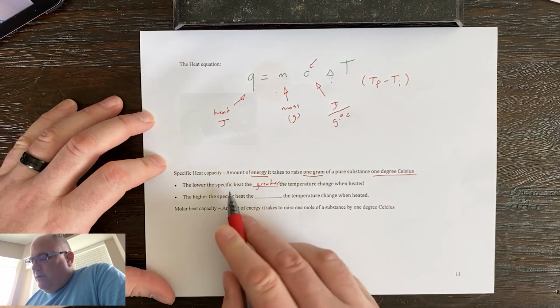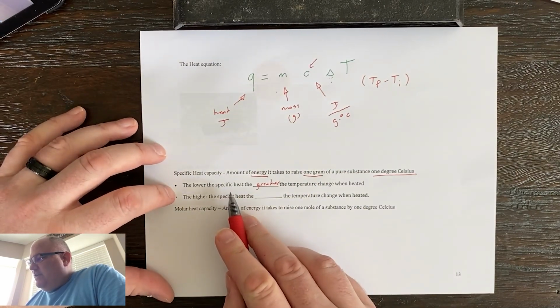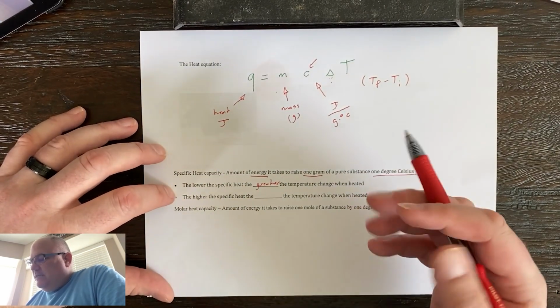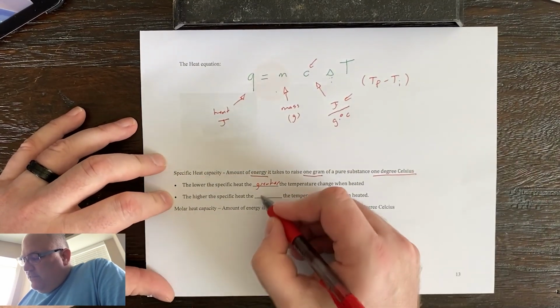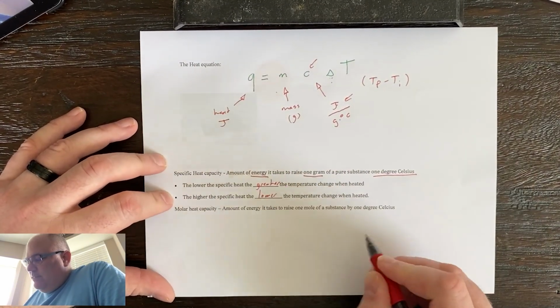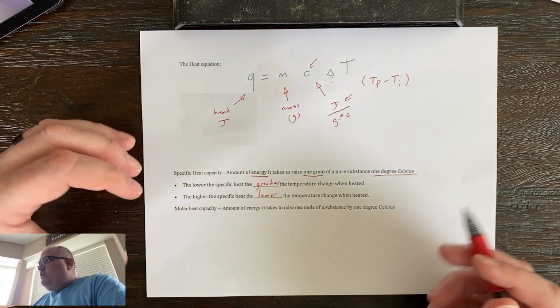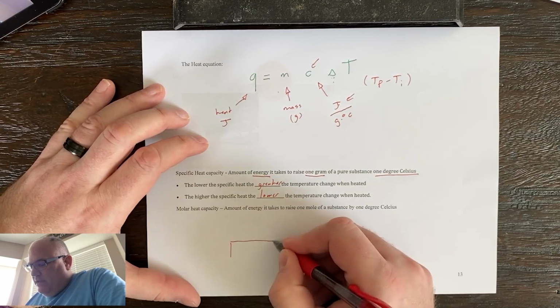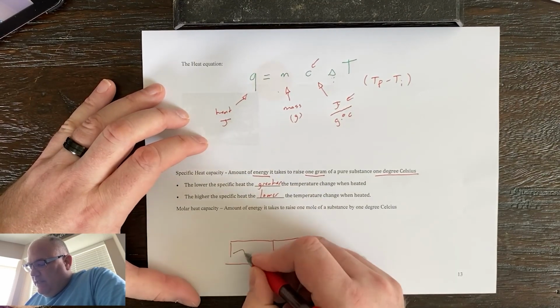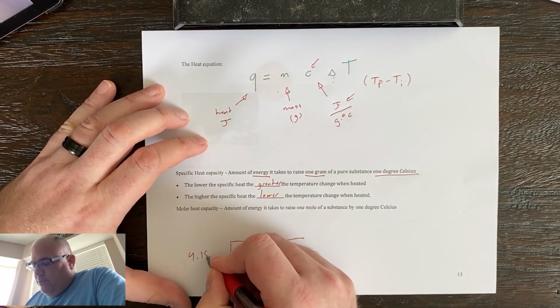Because it would require not very much energy to cause a temperature change, because that's on the top. The higher the specific heat, the lower the temperature change when heated. So if you were to heat two things the exact same amount, let's say you had one thing, let's make this water, and that water has a specific heat of 4.84.